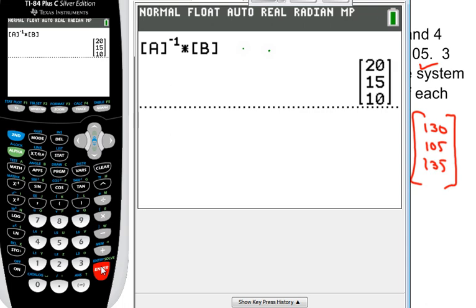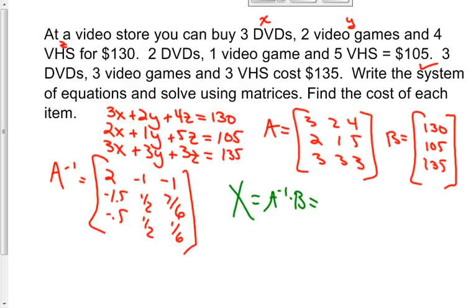Here's your solutions: 20, 15, 10. So our answer is the matrix 20, 15, 10. But remember, when you're solving word problems, those numbers don't mean anything to me unless you put words to them. So just remember what you let everything stand for.